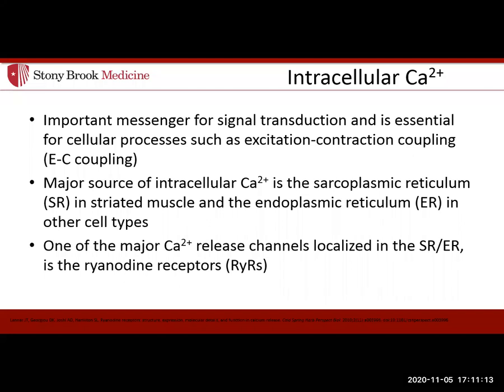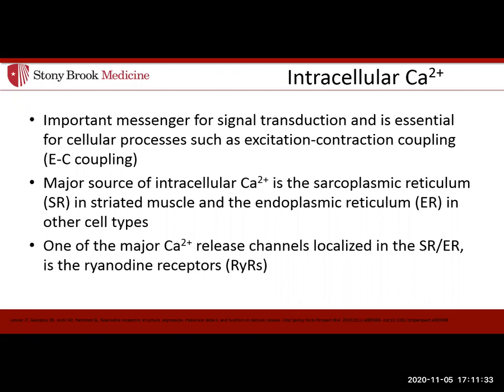EC coupling describes a series of events that happens from the production of our electrical impulses to the actual contraction of the muscles in our heart and in our extremities. This process is of vital importance because it actually allows our hearts to beat and our muscles to move, and therefore lets us carry out all of our daily activities.